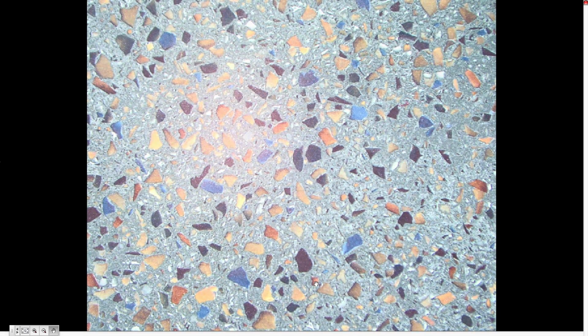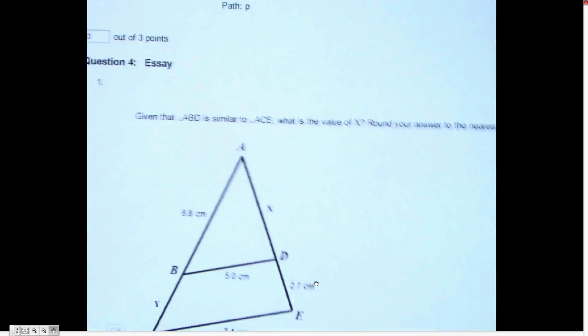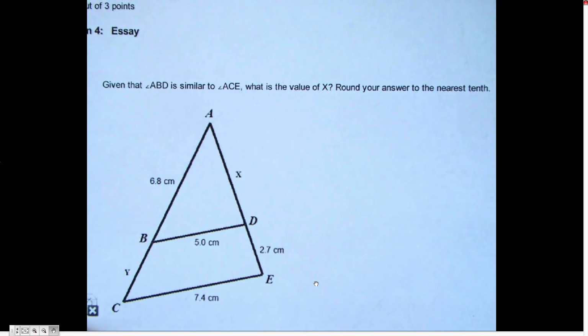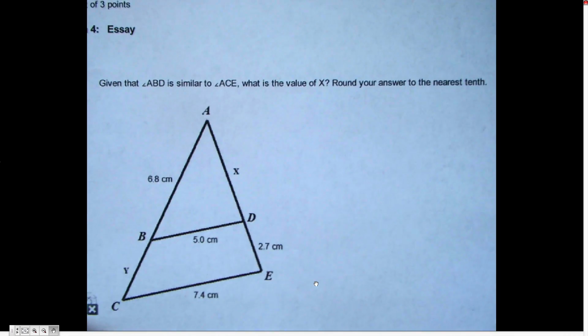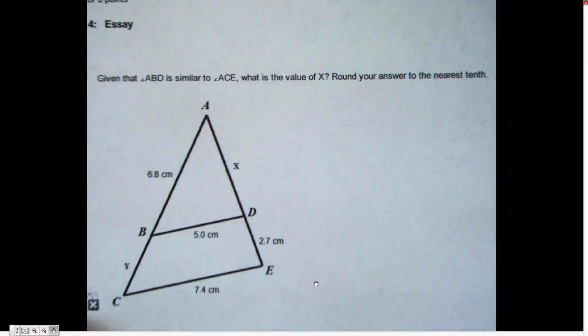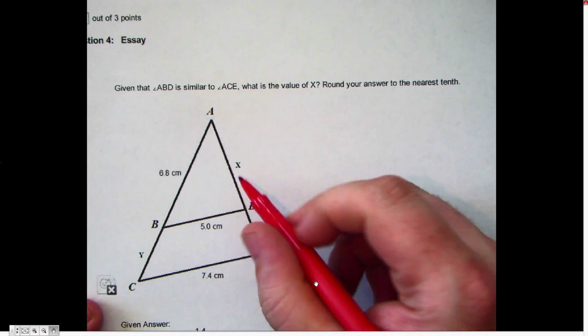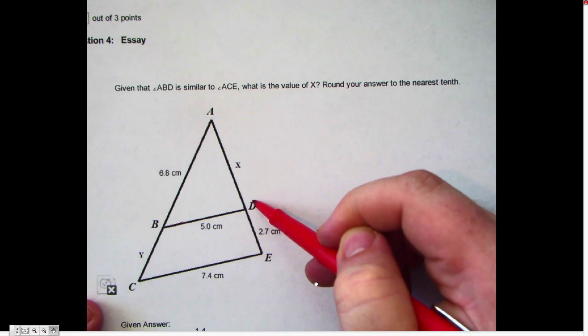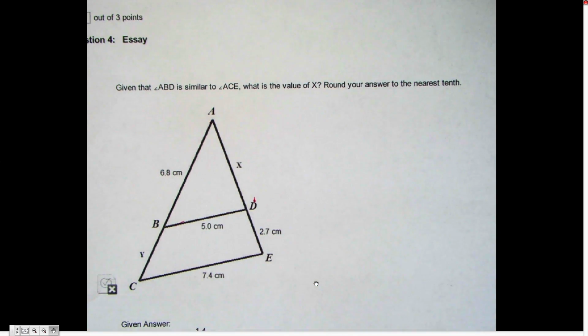As we keep going through the quiz, just looking to see how things did. Question 4, you also got incorrect. And we look at it and we say, okay, given that angle ABD is similar to ACE. So we have the angle here, ABD. Okay, so there's one angle.